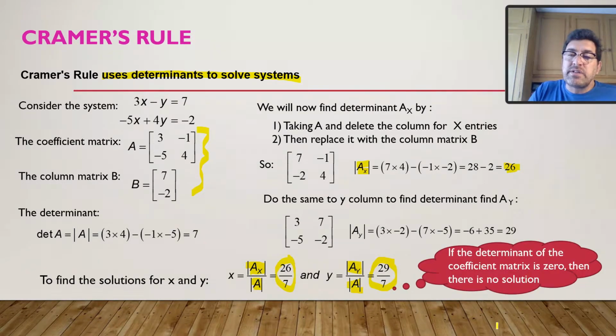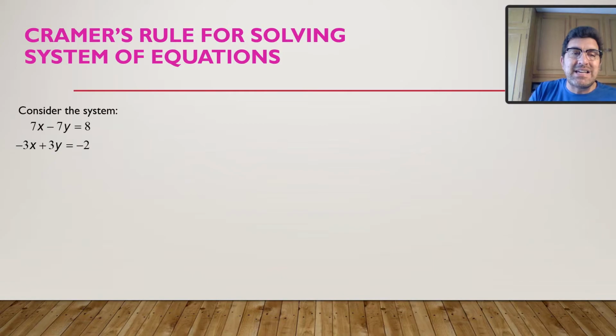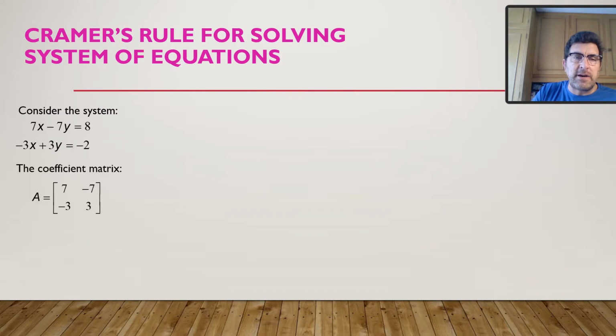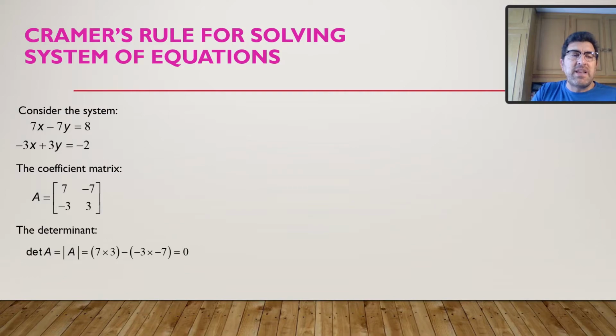Okay, so if the determinant of the coefficient matrix was 0, we would be in a trouble spot because we would have zeros there. That will lead to no solution. There will not be a solution, but we won't know why there won't be a solution. Let's talk about that in a minute. Let's consider this system over here. The coefficient matrix is formed, but now we have a determinant of 0. Now that's a problem. What does this mean to us?